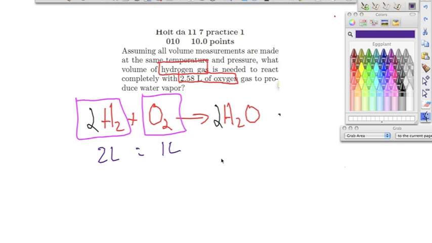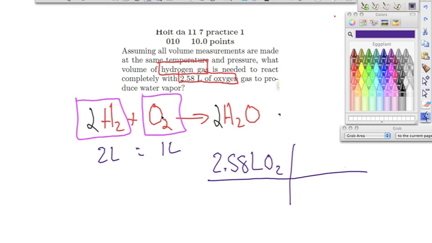So all we do is set it up. We have 2.58 liters of O2, and this is our conversion factor. 1 liter of O2 goes on the bottom, and 2 liters of hydrogen goes on top. That's all we have to do to convert to liters of hydrogen. Then we multiply the top, divide by 1, and we get an answer of 5.16 liters of hydrogen gas.